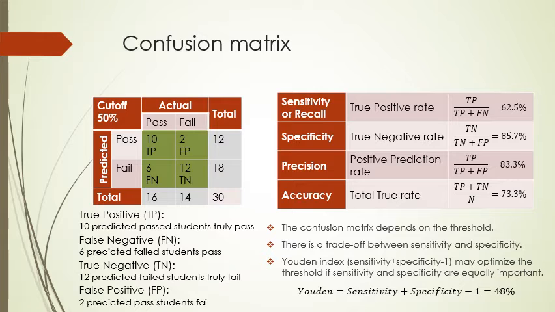Second, specificity is the true negative rate, which is true negative divided by the actual negative. In the example, the true negative is 12 and the actual negative is 14. Thus, specificity is 85.7%.